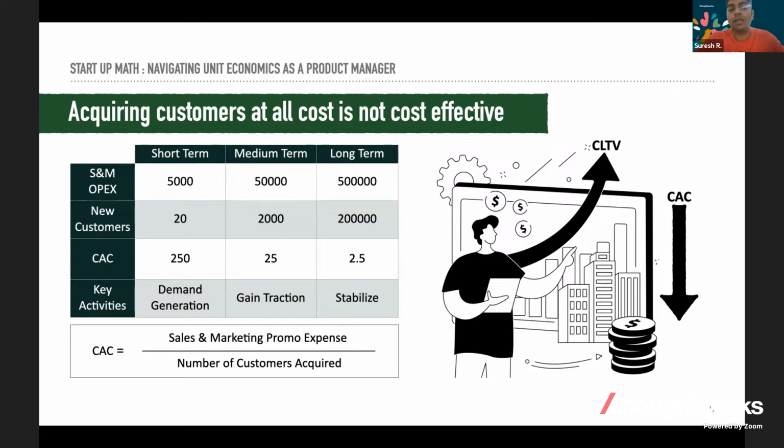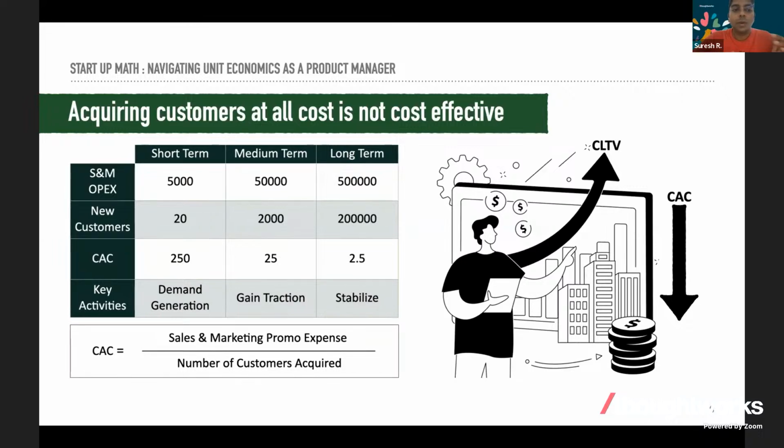And the reason for calling this out is that your customer acquisition cost in the short term will always be high. As you move forward, yes, the spending on sales and marketing will increase. Definitely it will increase, because there is always going to be depreciating returns. But at the same time, I will be able to acquire more customers for every dollar I spend on marketing. So as I move from short term, in the example here, we could see that.